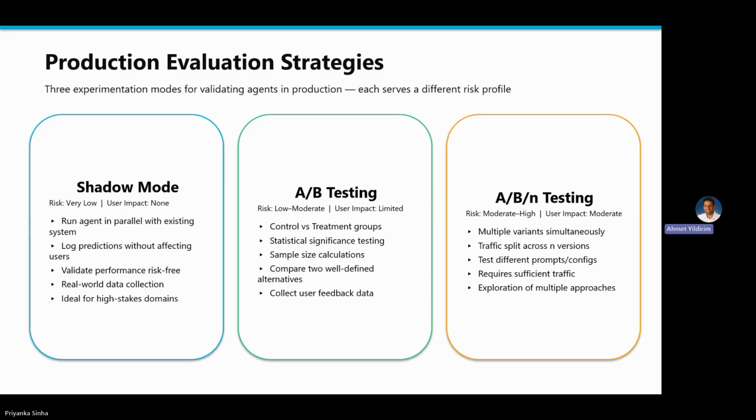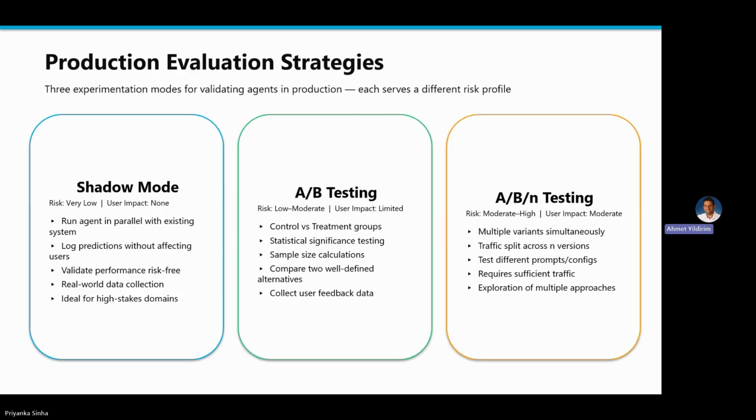So when you move from, before explaining shadow mode and A/B testing, I also want to open a parenthesis and talk about the transition from offline to online evaluation. I think that will make the upcoming slides clearer. So when you move from offline testing to production evaluation, there are several critical shifts that you need to be prepared for. The first one is that your baseline becomes dynamic.